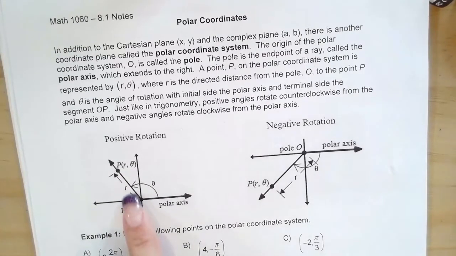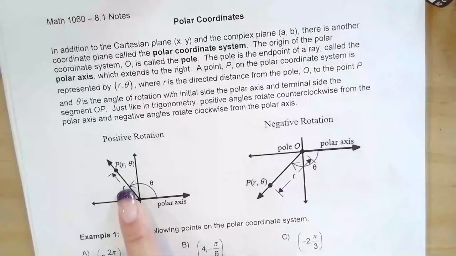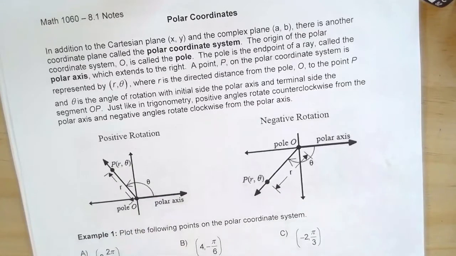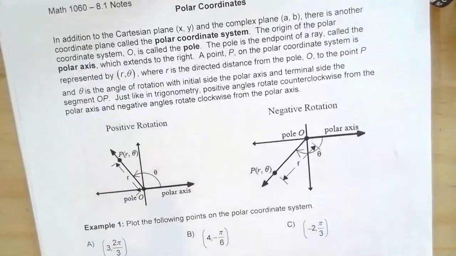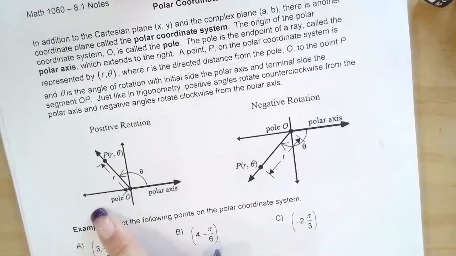So r being your radius, but theta being your degree. Where r is the direct distance from the pole, O, to the point P, and theta is the angle of rotation with the initial side of the polar axis. Okay, so it's always going to start here. And terminal side segment OP. Just like trigonometry, positive angles rotate counterclockwise from the polar axis, so counterclockwise, and negative angles go clockwise.